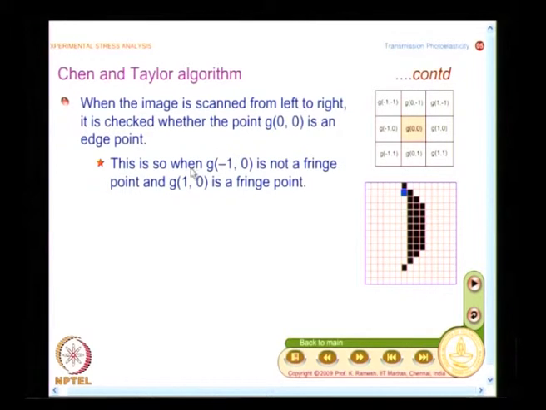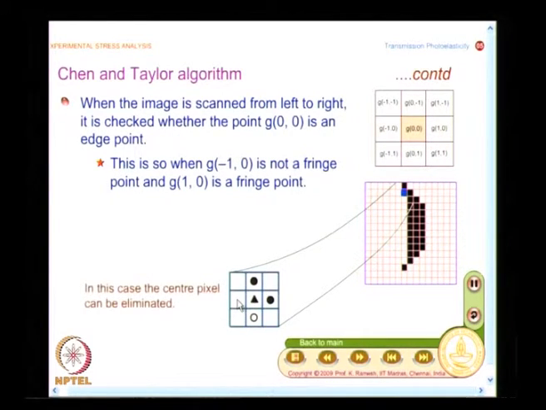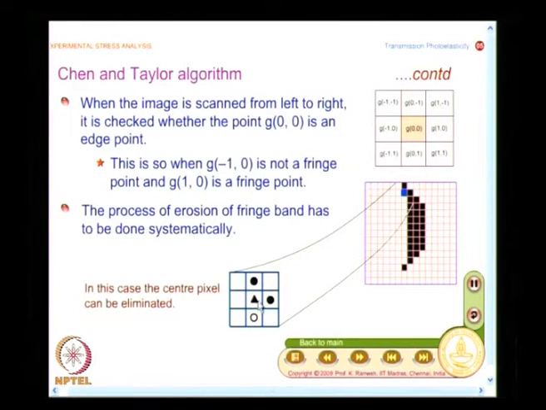And what we want to do is, we want to look at g(-1,0) is not a fringe point and g(1,0) is a fringe point. That happens with g(-1,0), g(0,0) and g(1,0). So, this is not a fringe point and this is a fringe point, that is what is pictorially shown. If you look at this mask, this is not a fringe pixel and this is a fringe pixel. So, I can eliminate this, and when I eliminate it, I still retain the contiguity of the fringe.